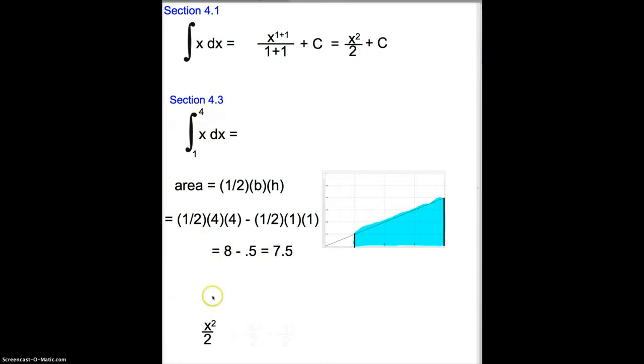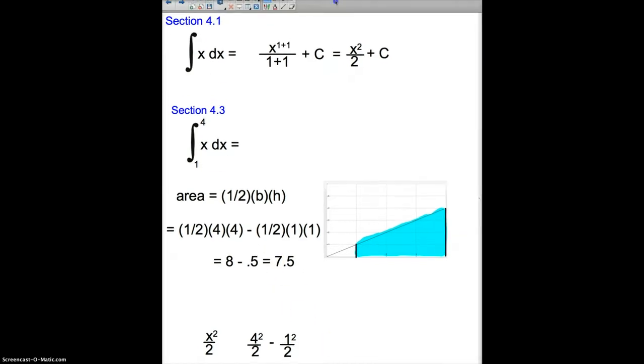Well, what if we plug the 4 in here? What do you get? 4 squared over 2. Right? What is that? That's 8. And then what if we plug the 1 into this? That's 1 squared over 2. And then we subtract them. What do you get? 8 minus a half, there's 7.5. That is amazing, I think.